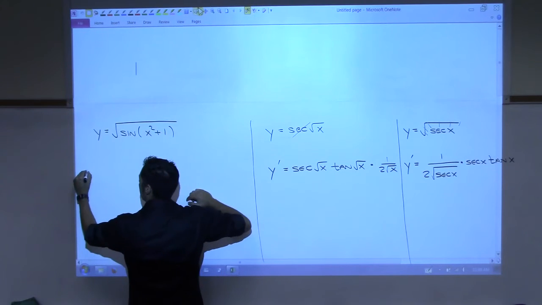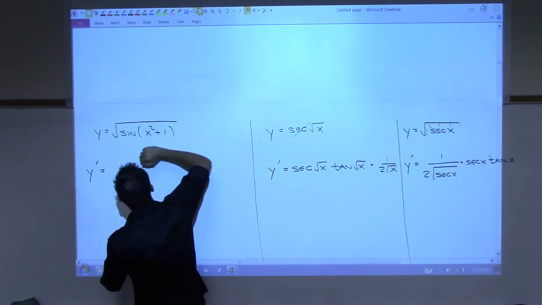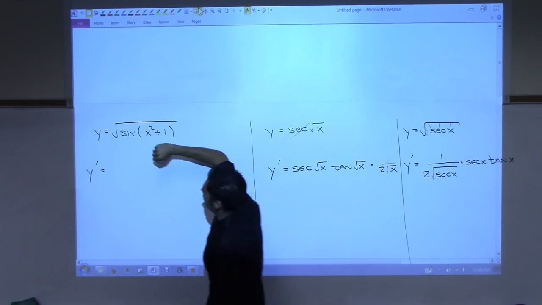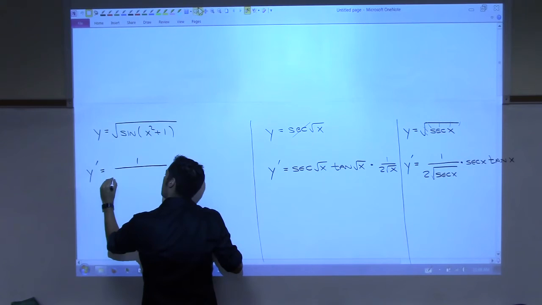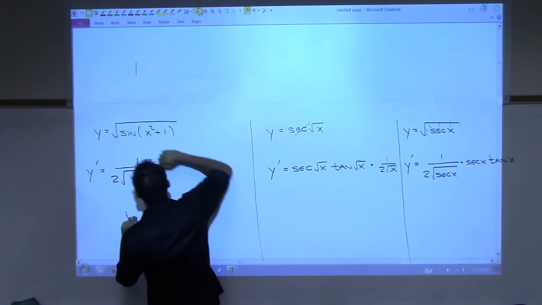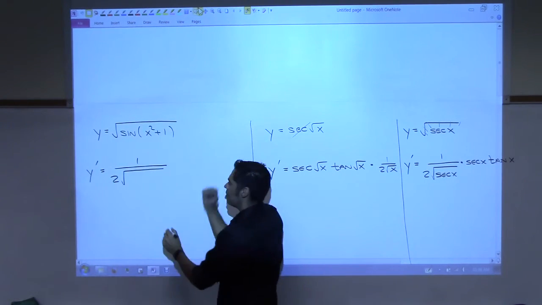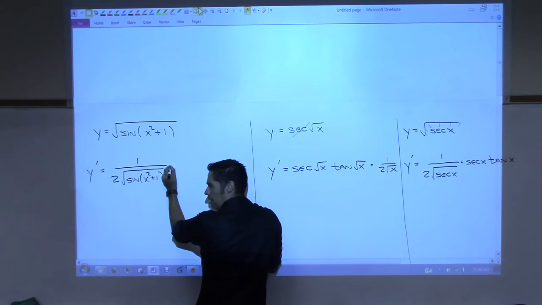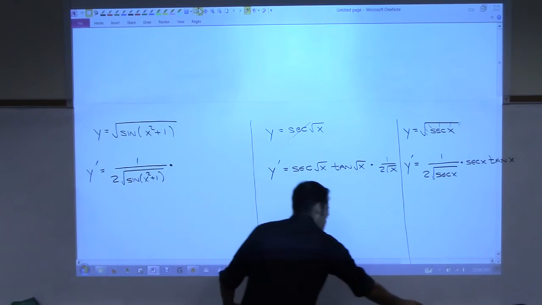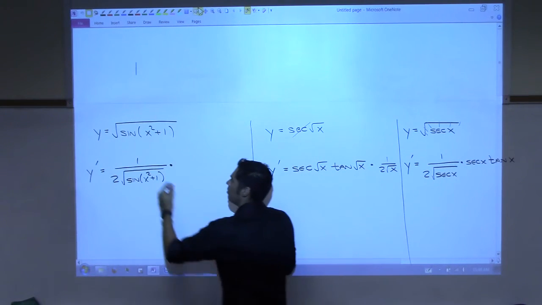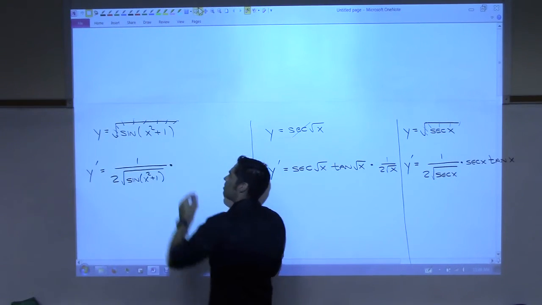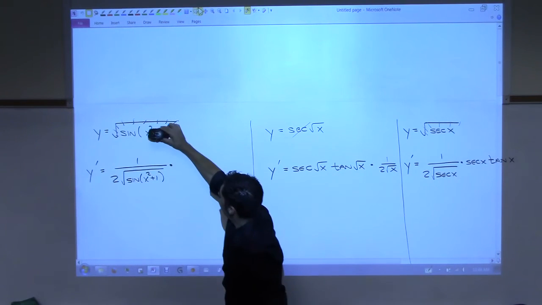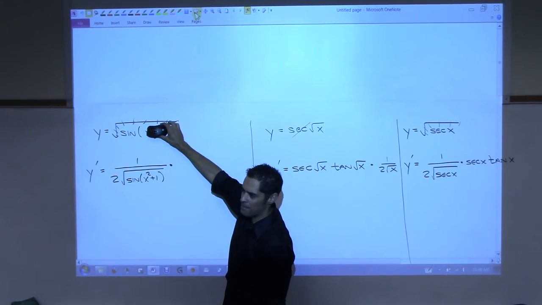So I have y prime, I'm going to take the derivative of the square root of my arm. What's the derivative of the square root of my arm? 1 over 2 roots of my arm, but my arm was actually sine of x squared plus 1, right? Times, now, we have peeled the first layer off. The first layer was the root, right? So we go into the next layer. What's the next layer? Sine of this mouse, right? Sine of the mouse.